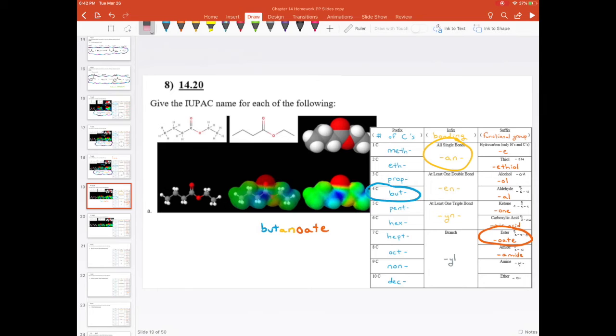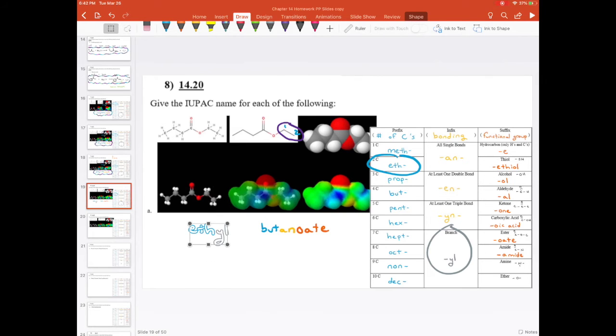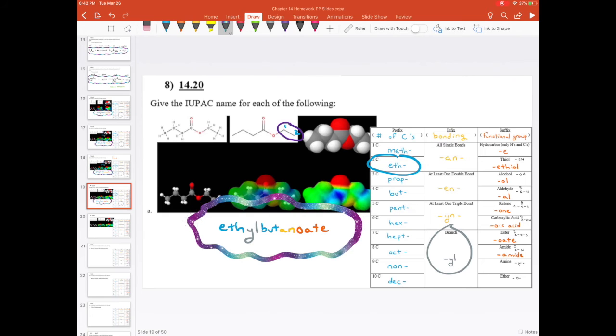Now there's another carbon chain that doesn't have a double bond to oxygen, and that is going to be named as a branch. So here there are 2 carbons. The prefix for 2 carbons is eth-, and immediately after the prefix comes the suffix -yl to show that it is a branch. So you take the branch name, put it in front of the backbone name, and there you have it, the name for the whole molecule, ethyl butanoate.